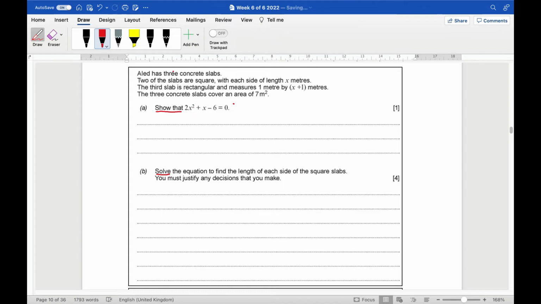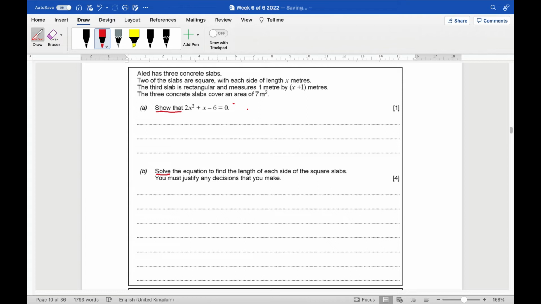So, I laid three concrete slabs, okay? Two of the slabs are square, each side of length x. So I've got a square with length x, and I've got another square with length x. I then have a third slab, which is a rectangle, a width of 1 and a length of x plus 1. And the combined area is 7 meters squared.